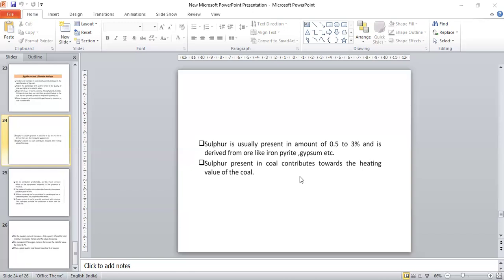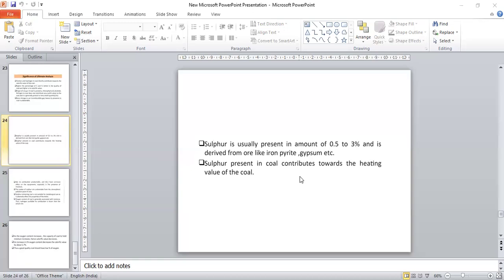By using this, we determine carbon and hydrogen. How can we determine the carbon and hydrogen? By using a combustion chamber. The second one is determination of nitrogen. By using Kjeldahl's method, we can determine the percentage of nitrogen. The next one is the determination of sulfur. By using a bomb calorimeter, we can determine the sulfur content present in the coal. Also we can determine the ash content, which is already carried out in proximate analysis.